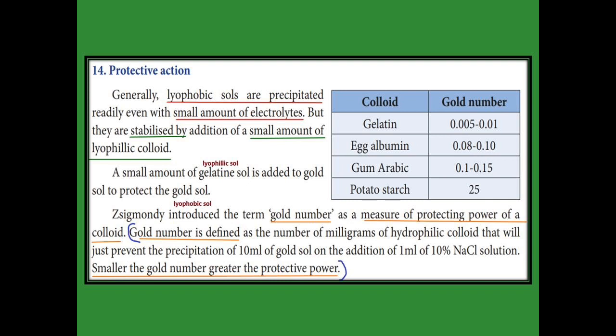A smaller gold number means it has more protective power. Then in the table it is given that for gelatin the gold number lies between 0.005 and 0.01. For egg albumin it lies between 0.08 and 0.10. Gum arabic's gold number lies between 0.1 and 0.15, and potato starch has a gold number of 25.